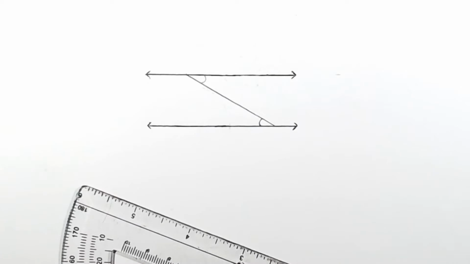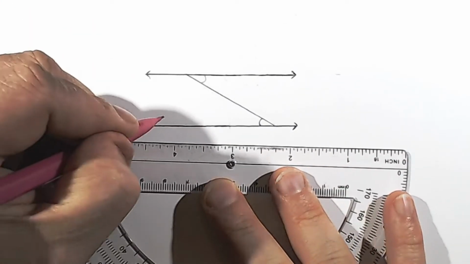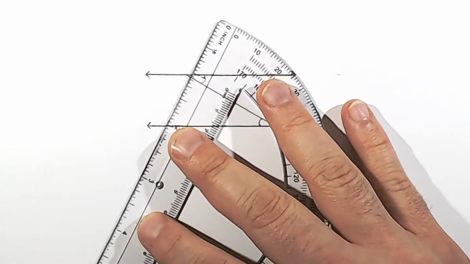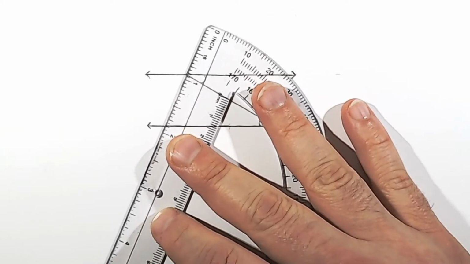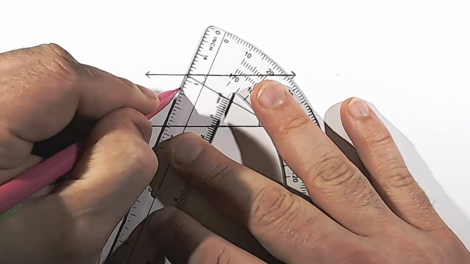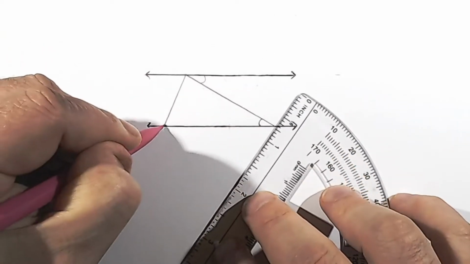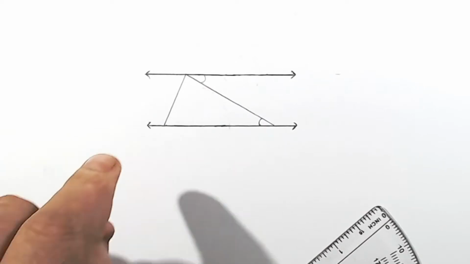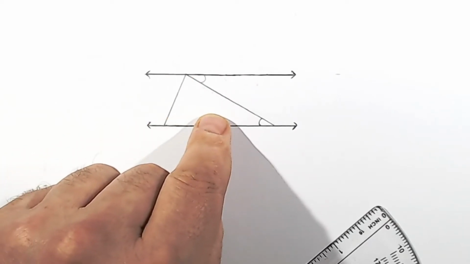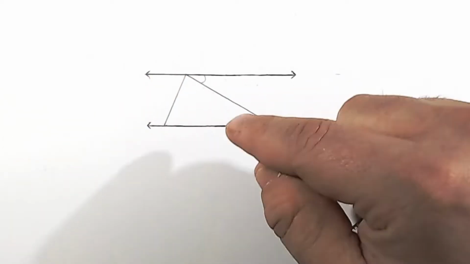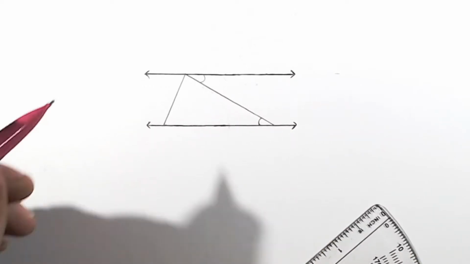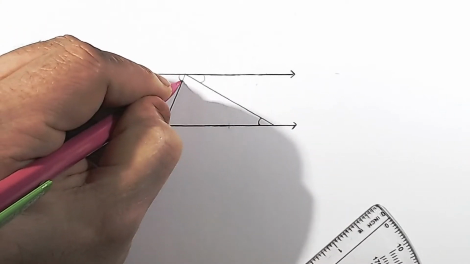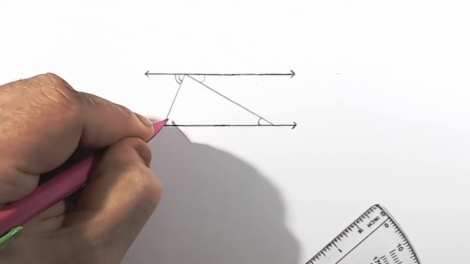So let's finish building our image. There was, in fact, another line that cut these parallel lines about like this. This is also another transversal. We see a Z shape here, and the corner spaces of that Z shape are alternate interior angles. So just as these 2 angles are equal by the alternate interior angles theorem, these 2 angles are also equal.